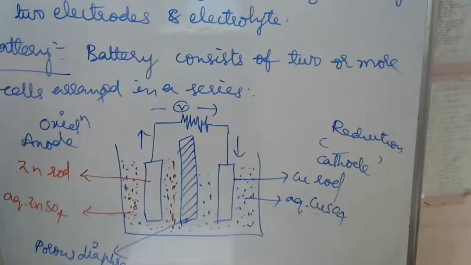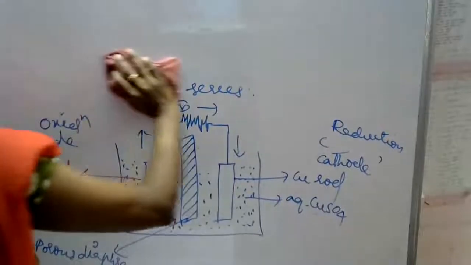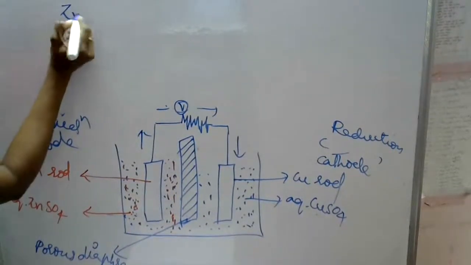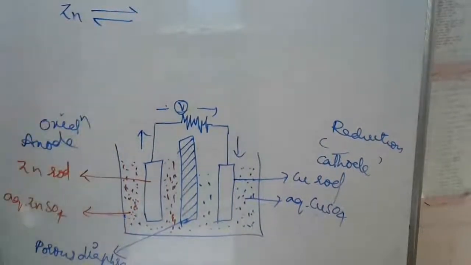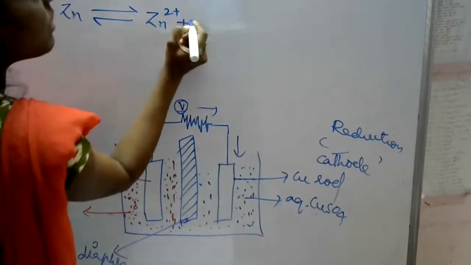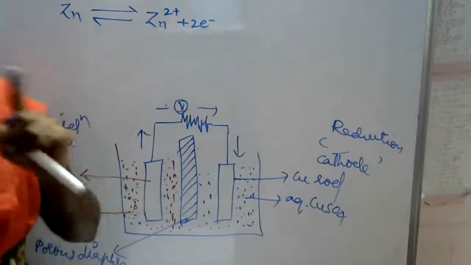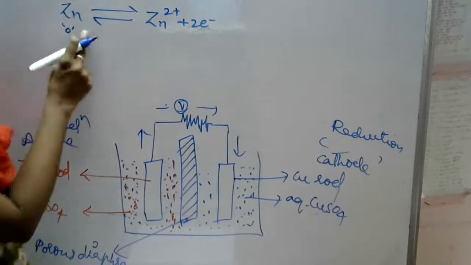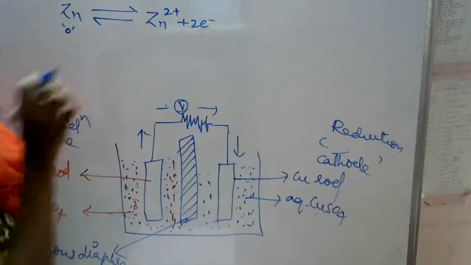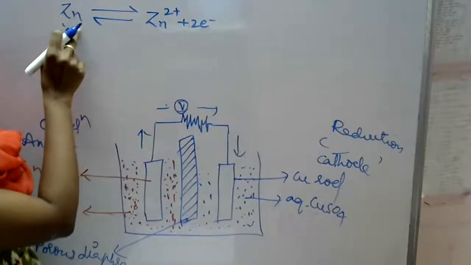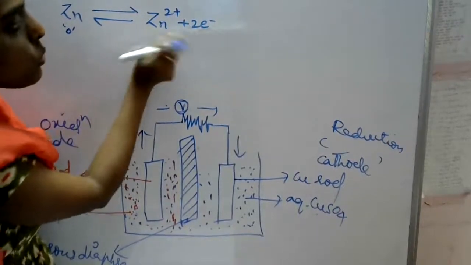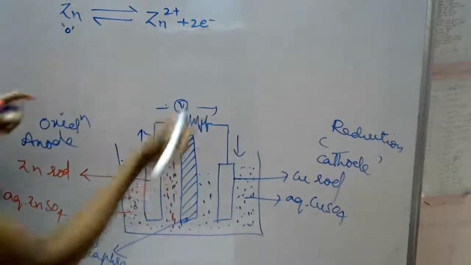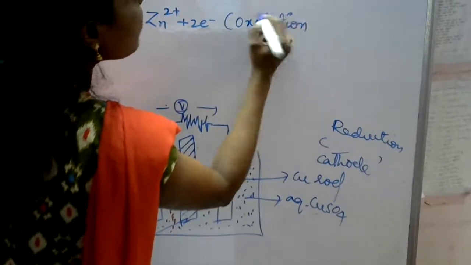Let's see how we have to arrange the cell. Here we have zinc, which loses electrons and becomes Zn2+. In elemental form, what is the oxidation state of any element? Zero. So zinc loses 2 electrons and is converted into Zn2+. Which process happened here? Oxidation.